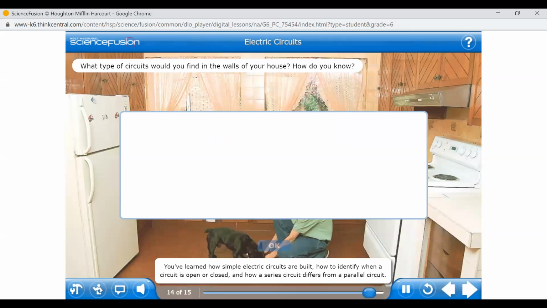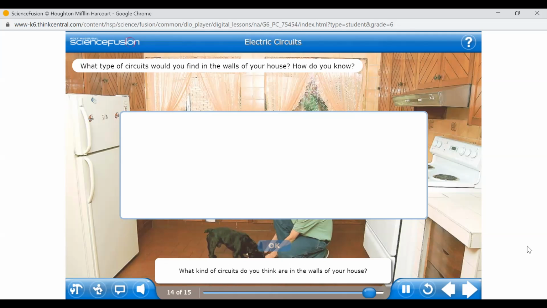You've learned how simple electric circuits are built, how to identify when a circuit is open or closed, and how a series circuit differs from a parallel circuit. Think about the circuits in your house. What kind of circuits do you think are in the walls of your house? Why do you think this? Type your response in the space provided. Click OK when you're done. All right, so obviously you can't type in right now, so I'll go ahead and go to the summary.